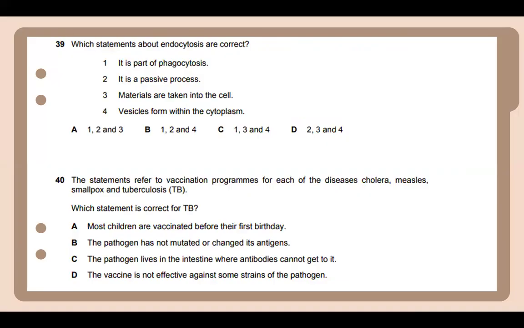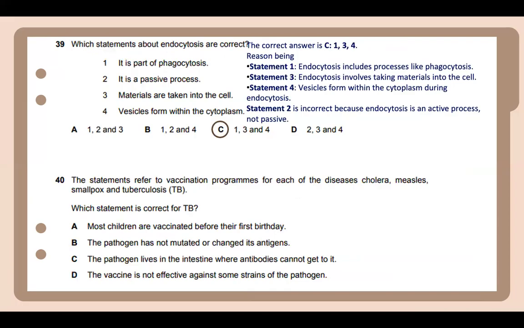Which statements about endocytosis are correct? The correct statements are 1, 3, and 4. Reason being, for statement 1, endocytosis includes processes like phagocytosis. Statement 3, endocytosis involves taking materials into the cells. And statement 4, vesicles form within the cytoplasm during endocytosis. Meanwhile, statement 2 is found to be incorrect because endocytosis is an active process, not passive.